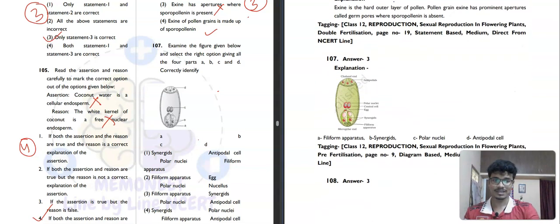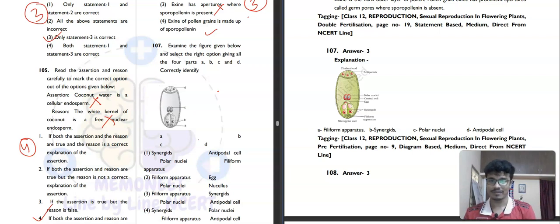107. It is saying that examine the figure and select A, B, C, D. So A, B, C, D. So we will go with this. The first one will be A, then this will be B, this C, and this will be D.